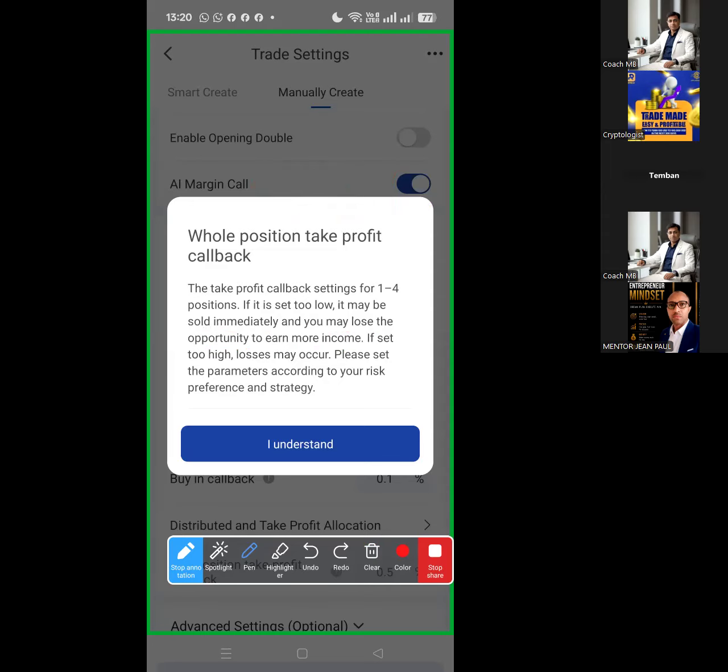And on the other side, if it is set too high, like you said, you want to put a 3% callback or 1% callback, right? So this is a very high callback. What happens if you put too high a percentage? Losses may occur, because suppose the coin goes up by 3% and you want it to sell only when it goes down by 1%. It is a big callback. So maybe after falling 1%, it may keep on dropping lower and lower.